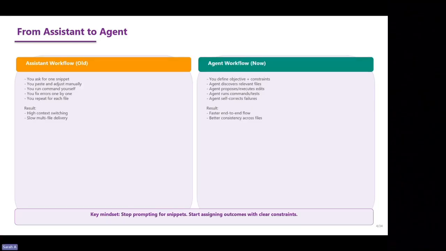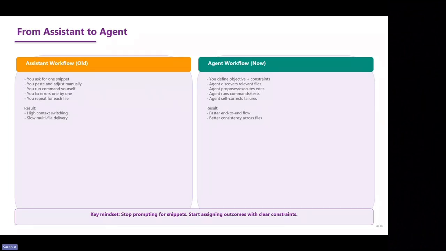Now, let's look at this slide that shows us the difference between the old way in which we used to handle AI and now how we handle AI. On the left, you ask for small pieces of code, you just copy and paste them, you run the commands yourself, you fix the problems one by one. On the right is the new way of using agents, called agent mode. You explain the results you want and any rules to follow. Then the agent does more of the hard work. It finds the right files, it makes the updates, it runs the checks, and it fixes the issues.